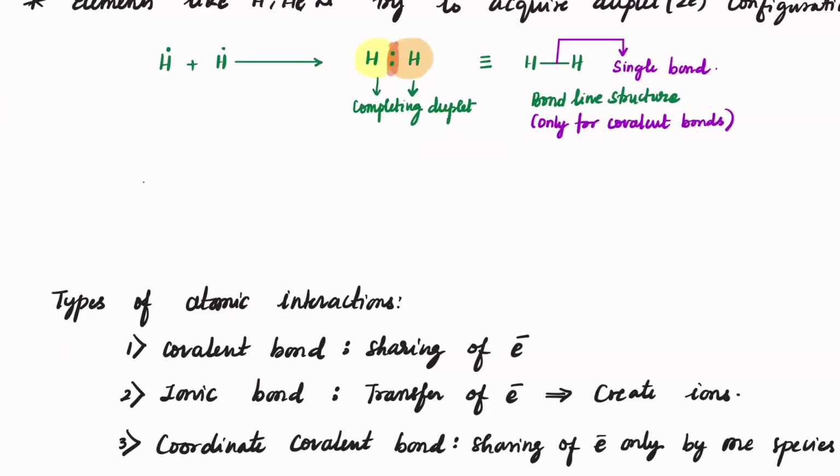What if I have something like lithium, which also has a single electron, and then something like fluorine, which has 7 electrons? In this case, what would happen? Lithium would lose its electron completely, while fluorine would acquire one extra electron to complete its octet. This would be fluorine.